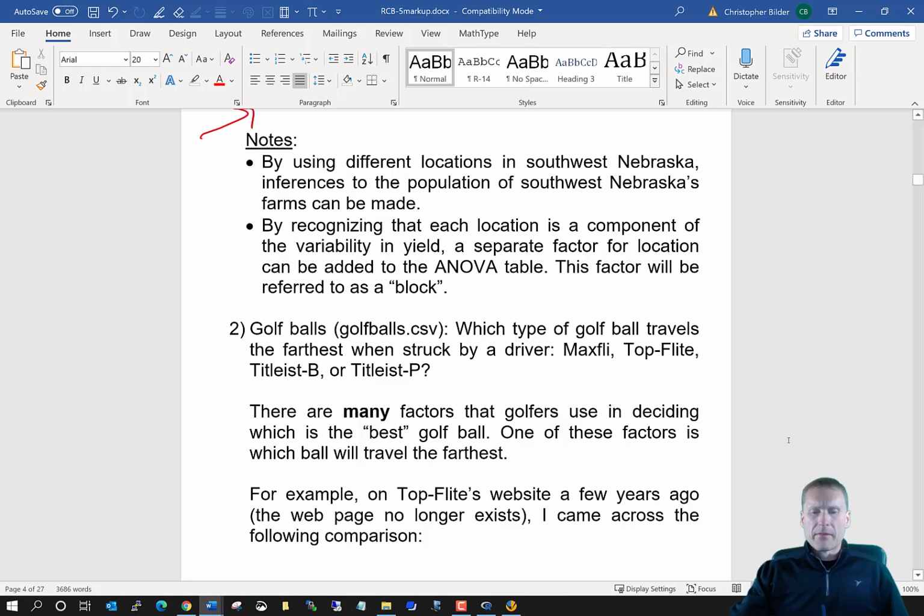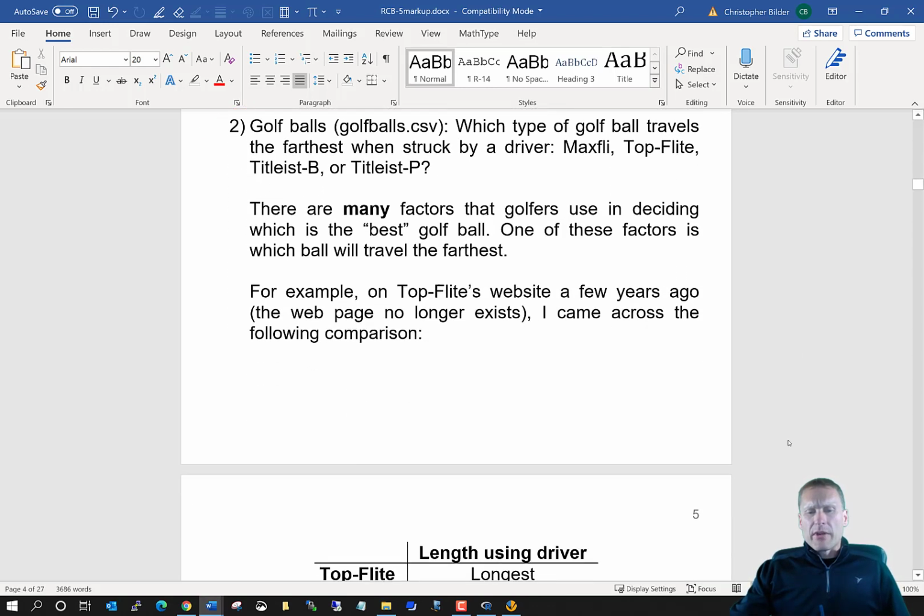Okay. So the second example is one that we're going to come back to. We're going to focus on it for the rest of this set of notes, and it deals with golf balls. What golfers really want to know is, what type of golf ball travels the farthest, let's say on average, when struck by a driver?